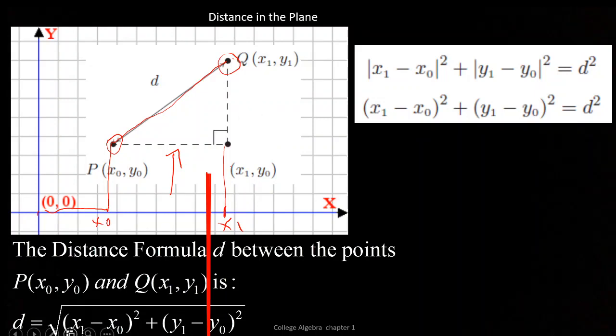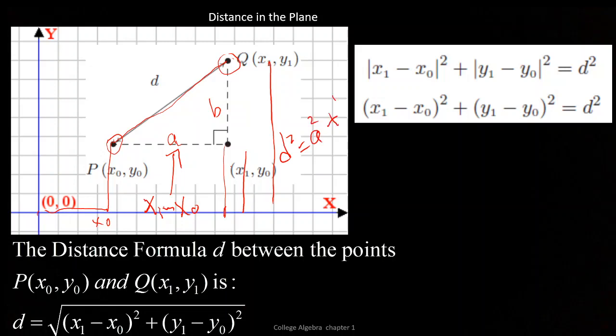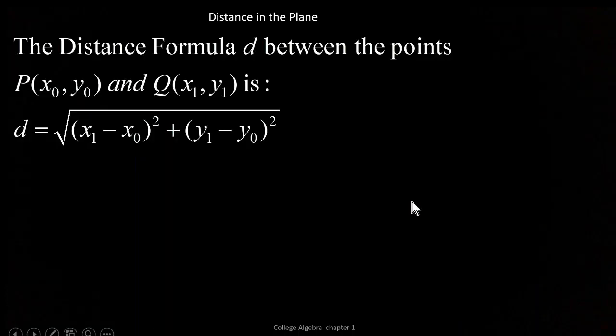That's what that is. Okay, there we go. So that distance would be x1 minus x sub 0, and the distance over here is y1 minus y sub 0. So if you call these a and b, then d squared equals a squared plus b squared, and that is basically the Pythagorean identity. So the distance squared equals a squared plus b squared, and a is nothing but x1 minus x sub 0, and b is y1 minus y sub 0. Take the square root of both sides and we get the distance formula. So that is the distance formula right there.